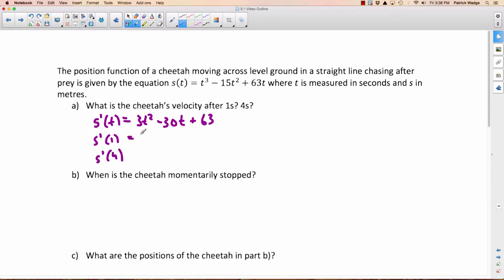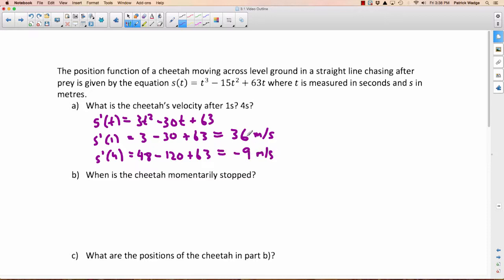We love the 1 because you get 3 minus 30 plus 63. Negative 27 plus 63 is 36. So 36 meters per second after 1 second. After 4, a little bit harder. 4 squared is 16 times 3 is 48. Minus 30 times 4 is 120, plus 63. That gives negative 9 meters per second.